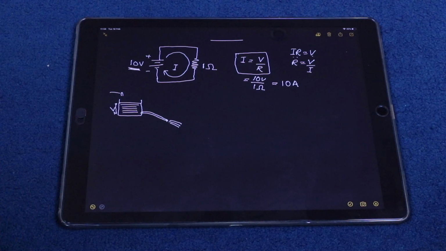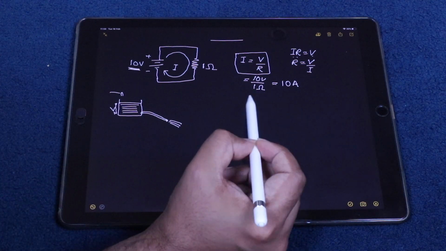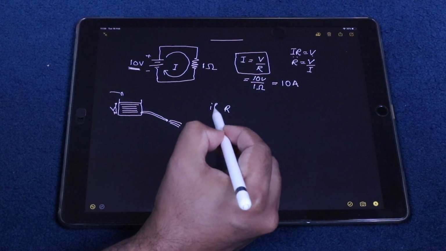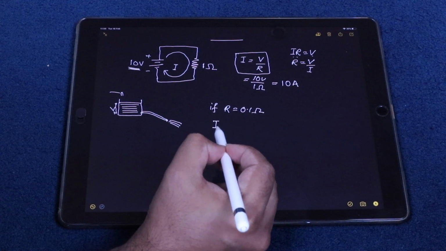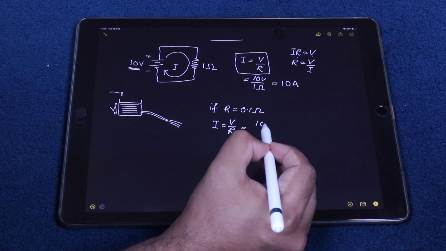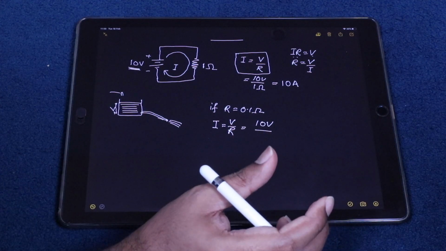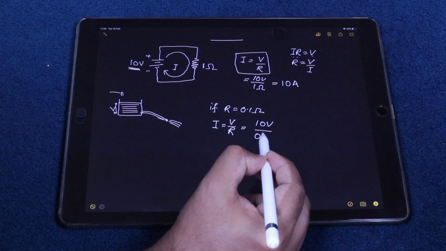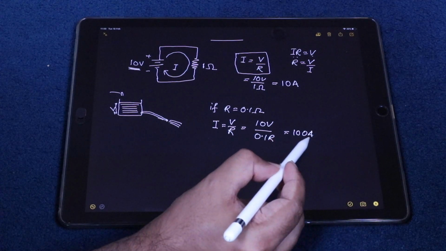But if you turn the resistance to 0.1, then how could you have more voltage than the battery is supplying? You don't get more voltage. What you do get, so let's see, if R equals 0.1 ohm, then I equals V by R. The voltage remains the same. The height is the same. But now the resistance is lower, which means your pipe is now bigger. 0.1 ohm becomes 100 amperes. So the current is higher.